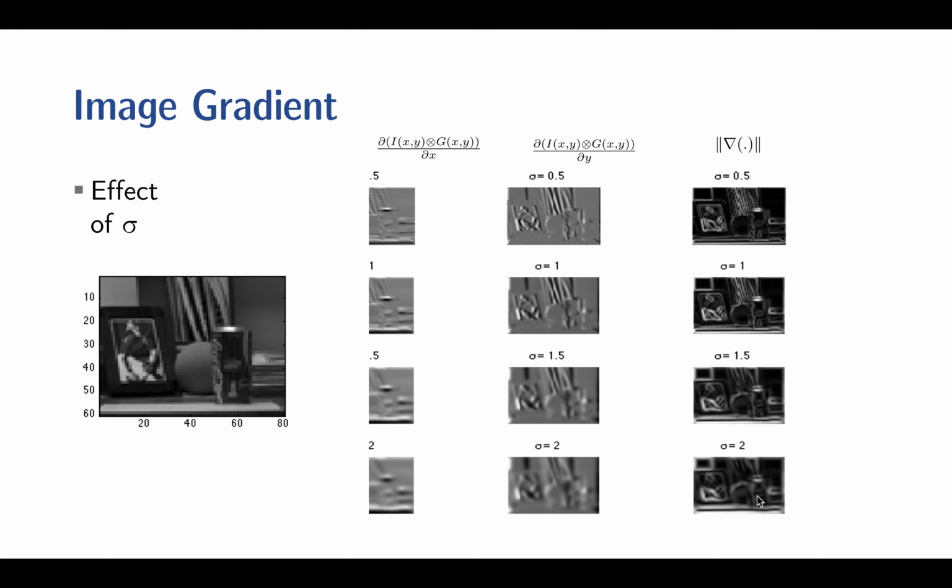In this case, if there was a really sharp feature somewhere, like look at these lines here, they are almost lost in this image because sigma is too big for them.